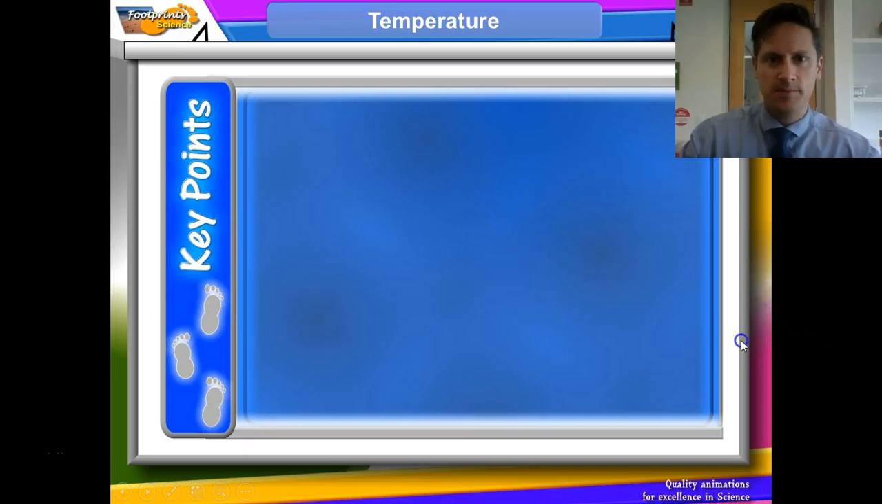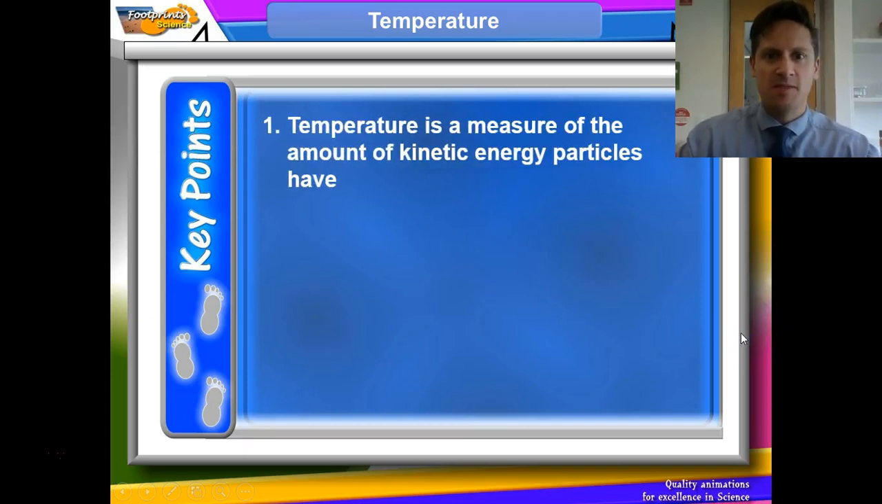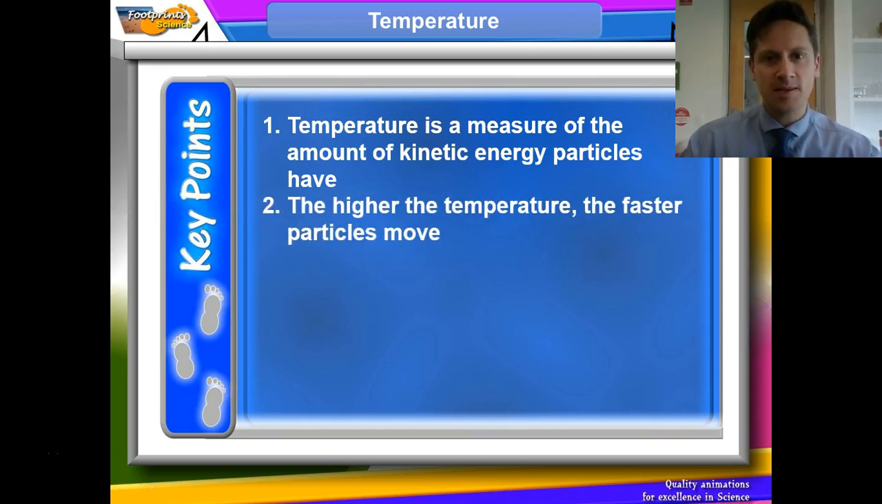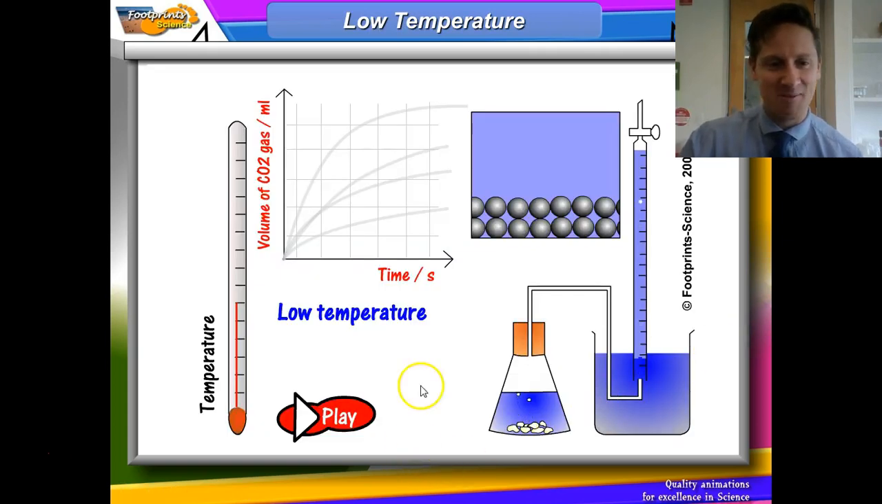So now on to temperature. Temperature is a measure of the amount of kinetic energy particles have. So that's moving energy. The higher the temperature, the faster the particles move. Because if the temperature is increased, particles have more kinetic energy, therefore they're going to move more quickly. Kind of like when you have more energy, if you're active, you want to do something. Particles are the exact same way.